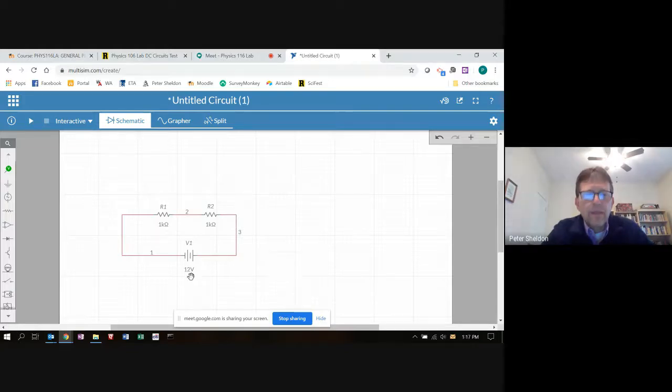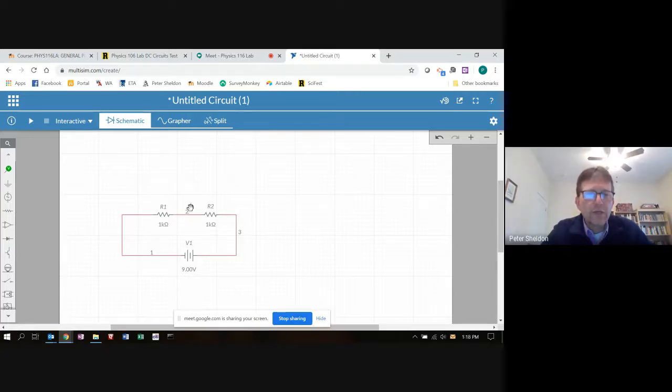Now, this is 12 volts. I said we want it to be 9 volts, so I'm just going to click on it, and you can change it to 9 volts by sliding this little slider, 6, 9. There we go. Okay. So these are each 1,000 ohms.